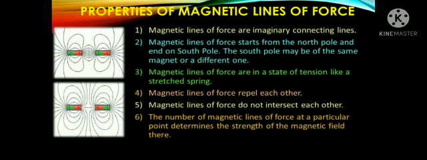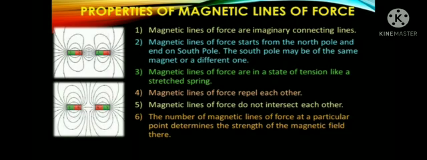Properties of magnetic lines of force. Magnetic lines of force are imaginary connecting lines. Magnetic lines of force start from the north pole and end at the south pole. The south pole may be of the same magnet or a different one. Magnetic lines of force are in a state of tension like a stretched spring.